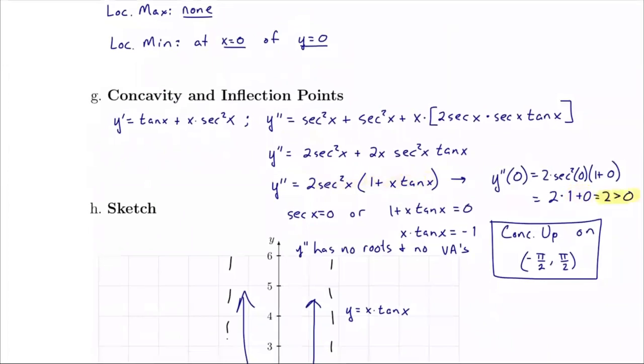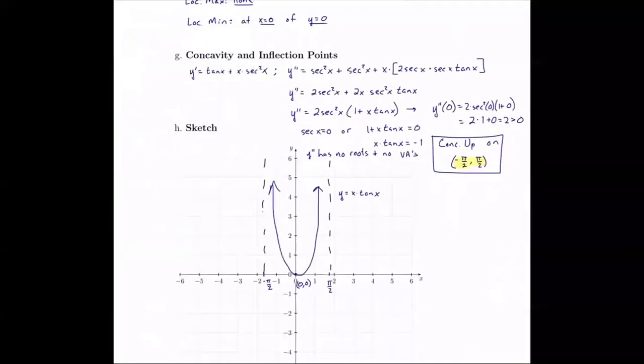2 is greater than 0. The second derivative is positive at 0. So we're concave up on this interval. We're concave up everywhere this function is defined. There are no roots of that second derivative, so there's no concavity change.